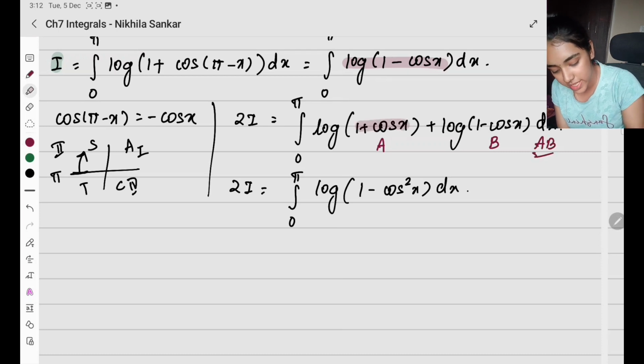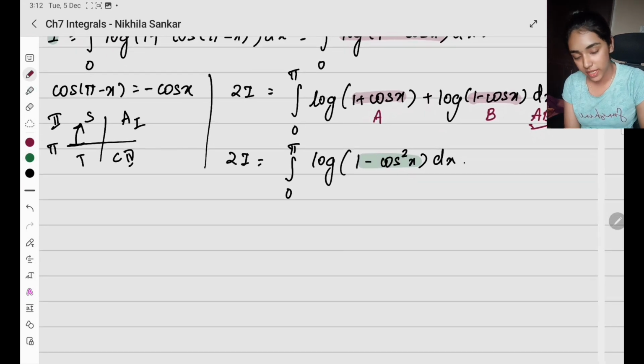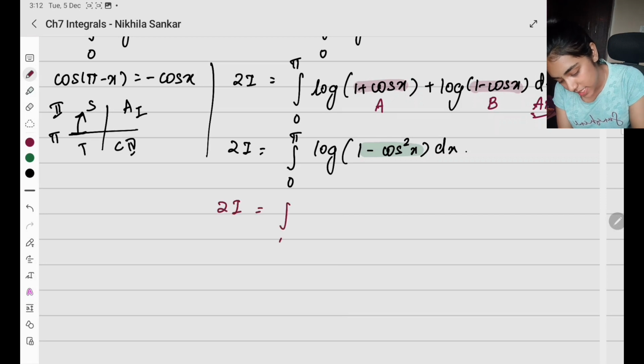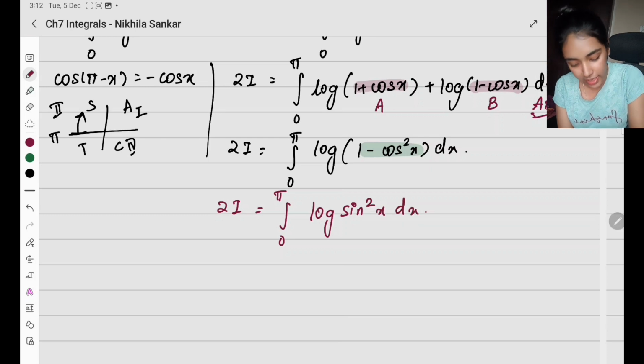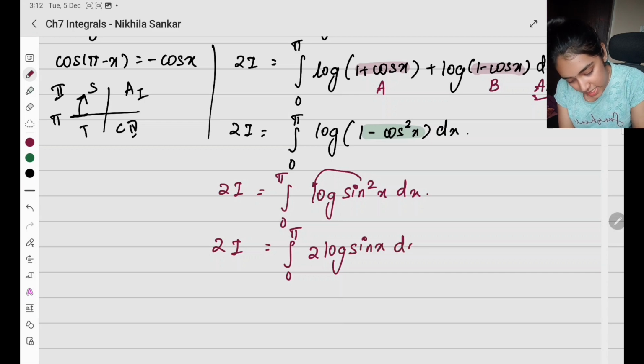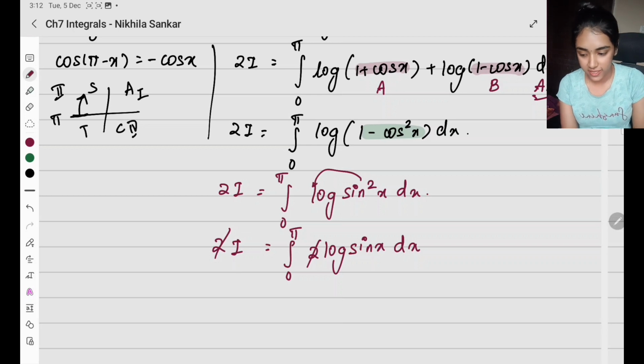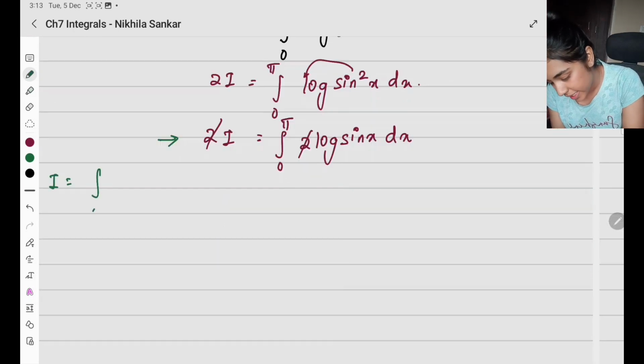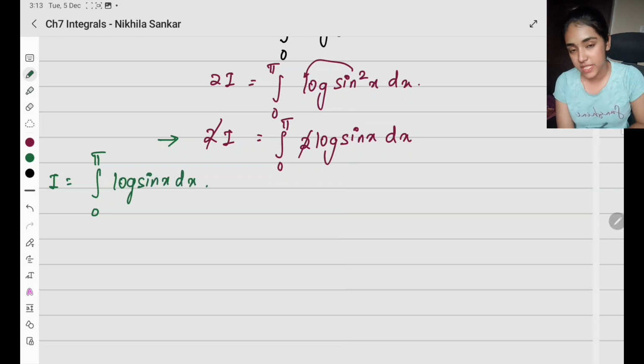1 plus cos x times 1 minus cos x. So I am getting 1 minus cos square x, which is going to be sin square x. Correct? So 2I equals integral 0 to pi log of sin square x times dx. I can bring the 2 down, 2 log sin x. So I have 2I equals integral 0 to pi 2 log sin x times dx. I can cancel the 2 and the 2. Now my I has become log of sin x. So my question has now become I equals integral 0 to pi log sin x times dx. Basically, I've changed the question.